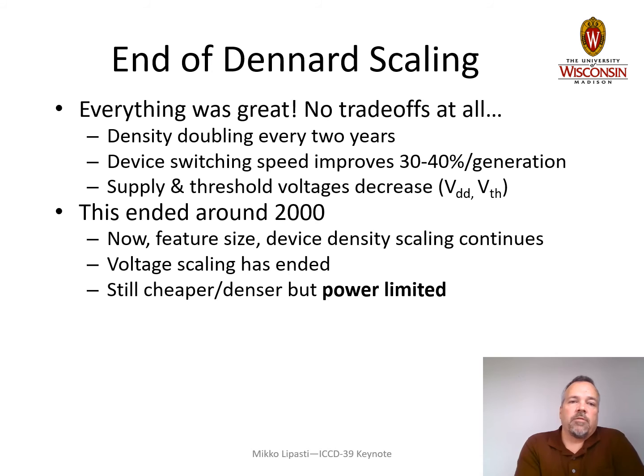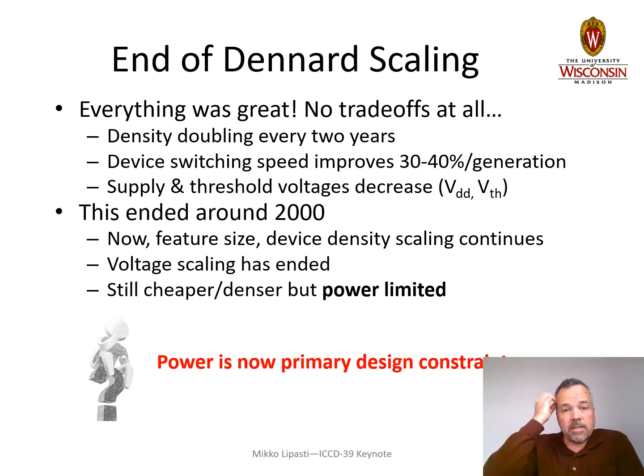We doubled density every 2 years. We got improvements in switching speed. We got reductions in supply and threshold voltages. Unfortunately, this didn't continue forever. This ended starting around the year 2000. We're continuing to get device scaling and some frequency improvements, but fundamentally, our designs are now power limited because if we naively just double the number of devices in the same area, our power density also increases, and we end up melting our chips if we do that, or blowing our power budgets. And so power has now become the primary design constraint. Since around the mid-2000s, this has been a big driver for the work that we've been doing in my research group as well.